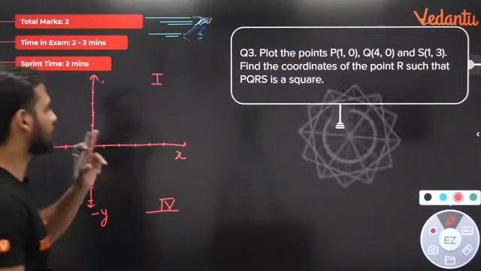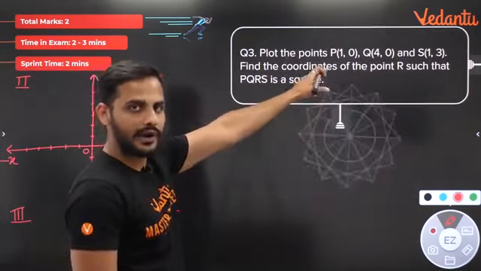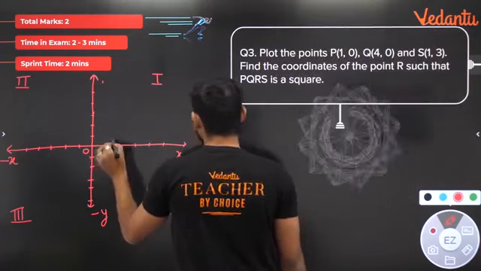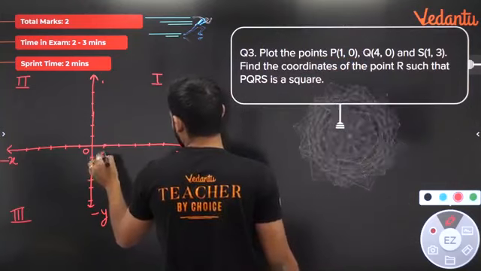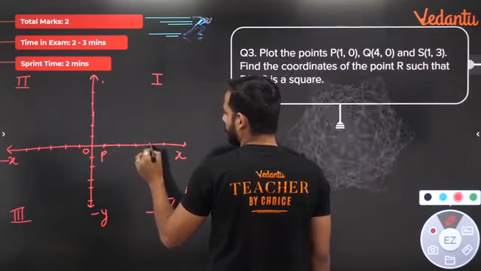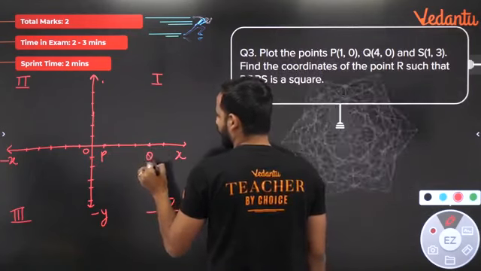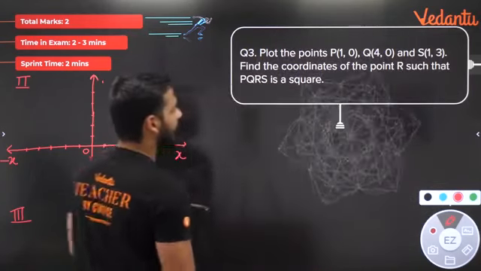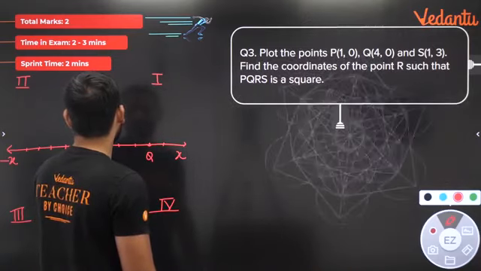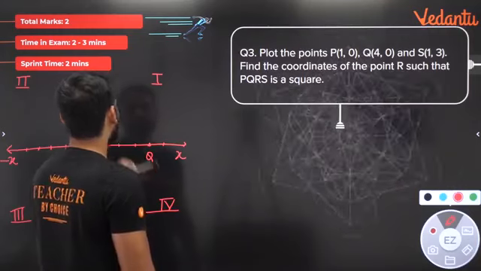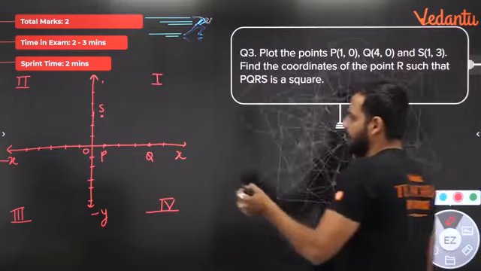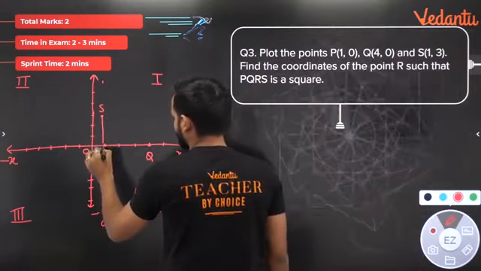So P is (1, 0). 1 is x coordinate, y coordinate is 0, so this point is on the x axis. So P is here. Q is (4, 0): 1, 2, 3, 4, Q is here. Q is also on the x axis. Then S is (1, 3), here. This is your S. Now I need to find a point R such that it will form a square. So now we have got these 3 points.